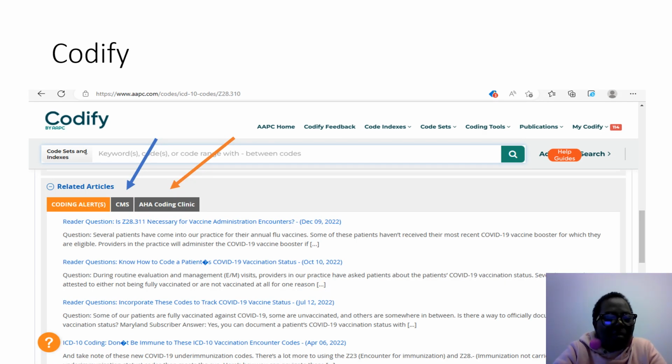So here we also have some additional information from Codify. So for example, if you're looking for additional information or resources that are specific to that particular diagnosis code, as you can see here, I took the liberty of giving you some arrows or directions to the AHA Coding Clinic as well as the CMS. And then there are some questions, maybe some of the most commonly asked questions by coders or providers, as it relates to the ICD-10 code. And as you can see here, we have a reader question: is it necessary for vaccine administration encounters? We have incorporated these codes to track COVID-19 vaccine status. And these were posted at various times throughout the year of 2022.